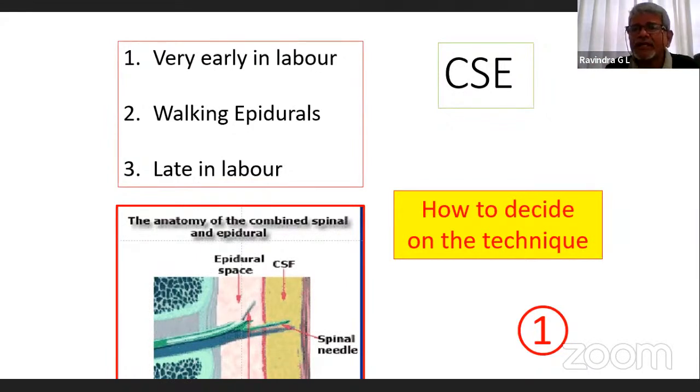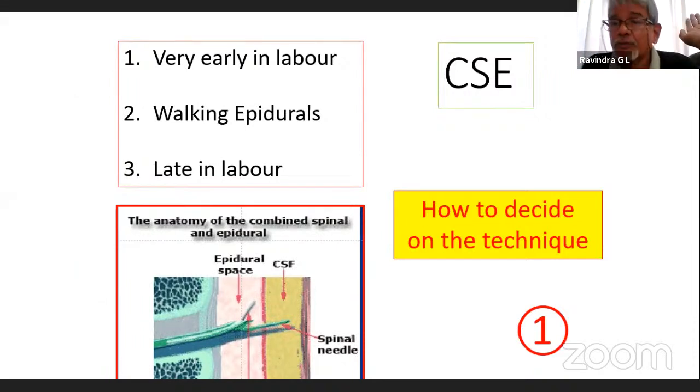And usually, if the mother asks for labor analgesia very early in labor, I don't give epidural at all. At that time, just 10 mics will give analgesia for about 3 to 4 hours. 3 to 4 hours analgesia we get very early in labor. And when the pains appear now, second time, and the pains become intolerable, at that time, my epidural takes over. This is CSE very early in labor.